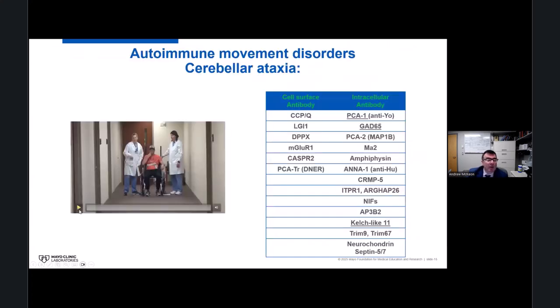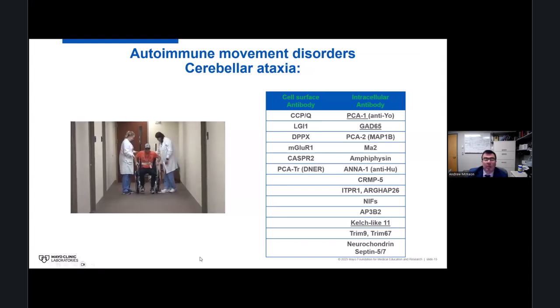So then segueing down the nervous system to the basal ganglia and cerebellum, and thinking about autoimmune movement disorders. Here's the most common form. This is a patient who had a CARP11 autoantibody, and you can see he has quite a profound gait ataxia. This patient is very severely affected, obviously, and this very severe phenotype is also seen with some of the paraneoplastic autoantibodies like PCA1 or ANNA1.